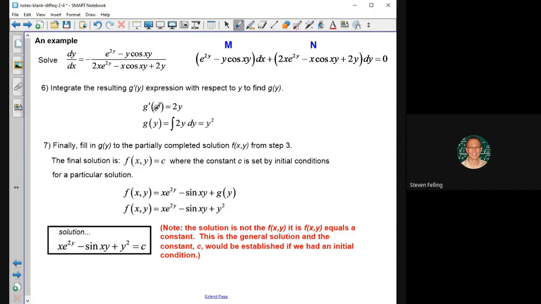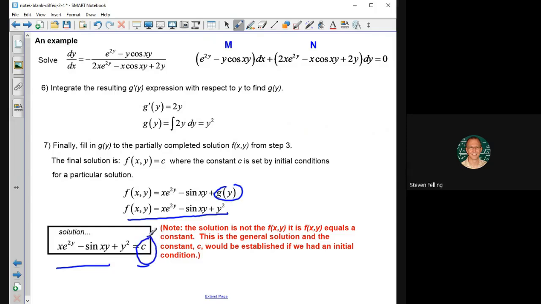And therefore, to find g, we just take the antiderivative with respect to y of that, and we get y squared. So finally, we fill in f. And our f before was x e to the 2y minus sine xy plus g of y. Now we fill in g of y to get this. Okay, now this is an expression f. That's not the solution. The solution is that equals a constant. So this is how we put the integration constant for the differential equation in.